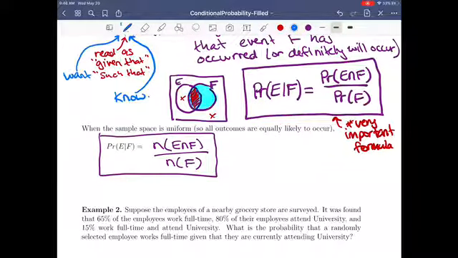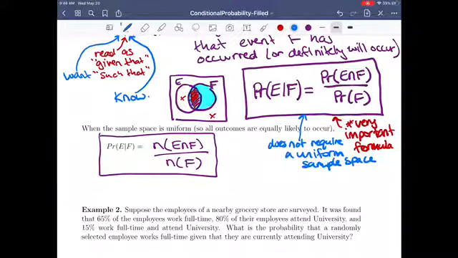Let me just write somewhere here. This one does not require a uniform sample space, so that one works all the time. This one does require a uniform sample space. You have to have a uniform sample space in order to use the counting, the number thing.